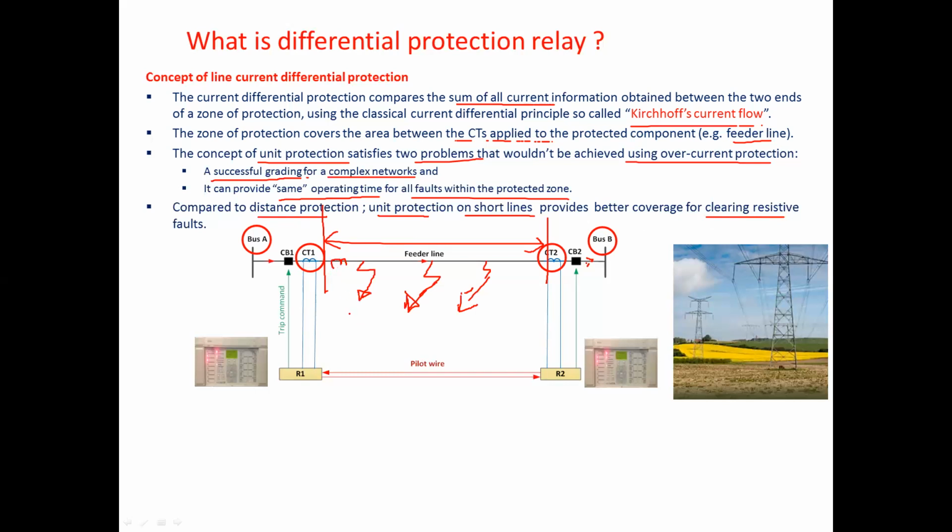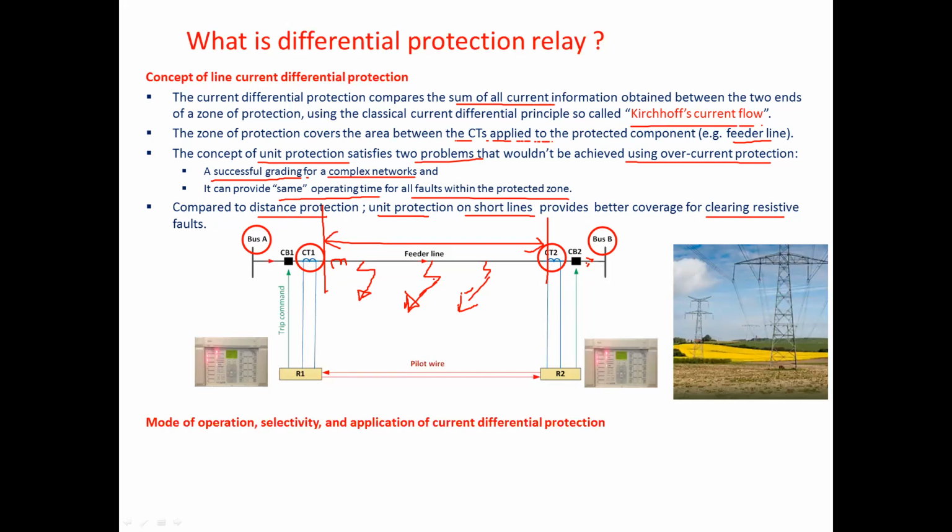The problem with distance protection is that it struggles to see faults near the relay, especially in front of the relay or just behind the relay, because distance protection works based on impedance measurement. So it is less accurate for close-up faults, but unit protection is better compared to distance protection.